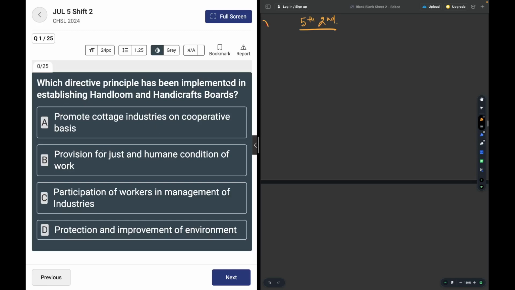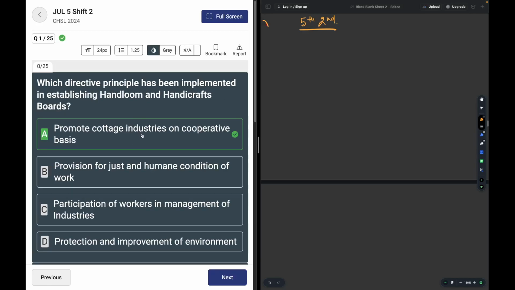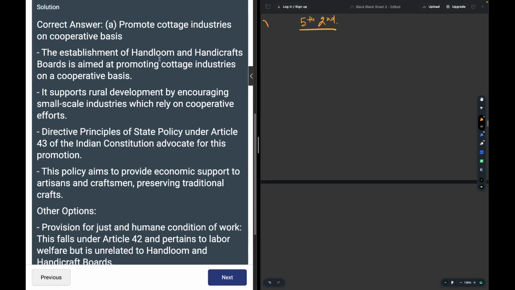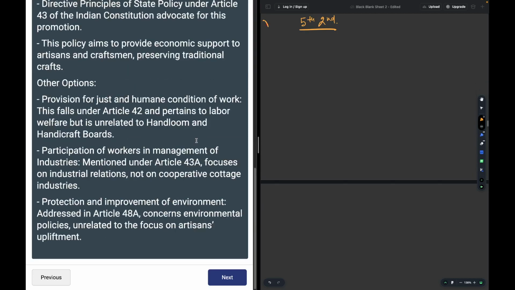Which directive principle has been implemented in establishing handloom and handicraft boards? Okay, so these are the options of directive principles, and particularly it's talking about the cottage industry. So cottage industry, promotion of cottage industry on a cooperative basis. You may read more about it over here on the left hand side. The establishment of handloom and handicrafts board is aimed at promoting cottage industry on a cooperative basis.